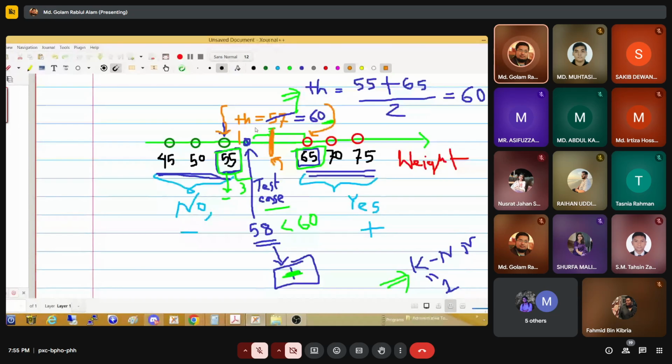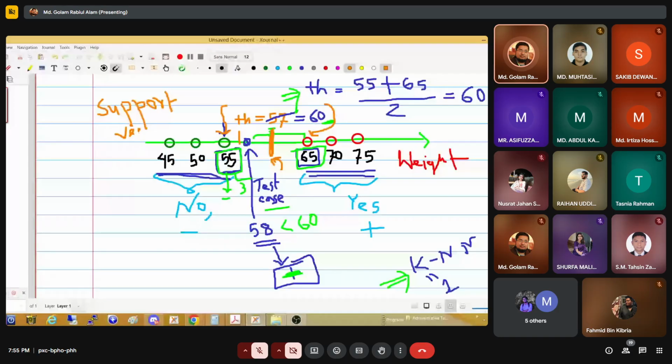So what does it mean? It means that if we consider this as our separator threshold, then the position of the threshold is controlled by these two data points. So these two data points we can consider as our support vectors here. So these are our support vectors.